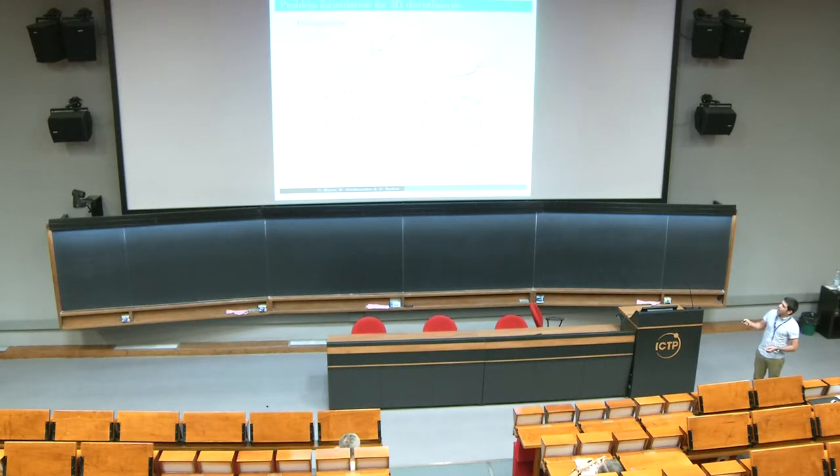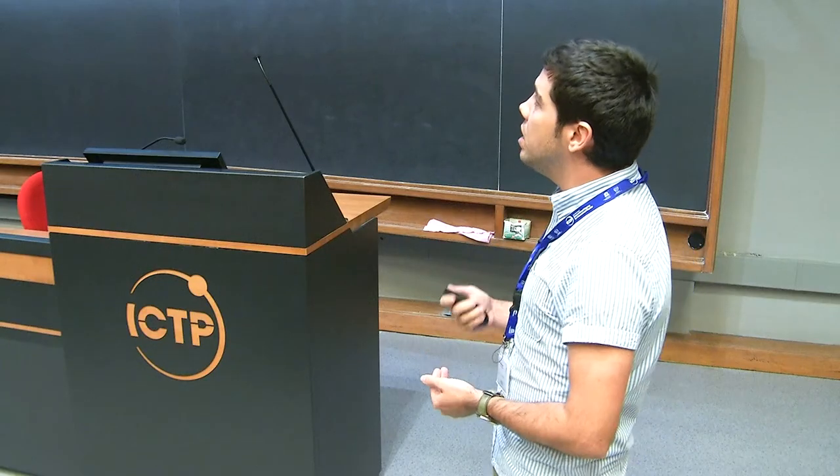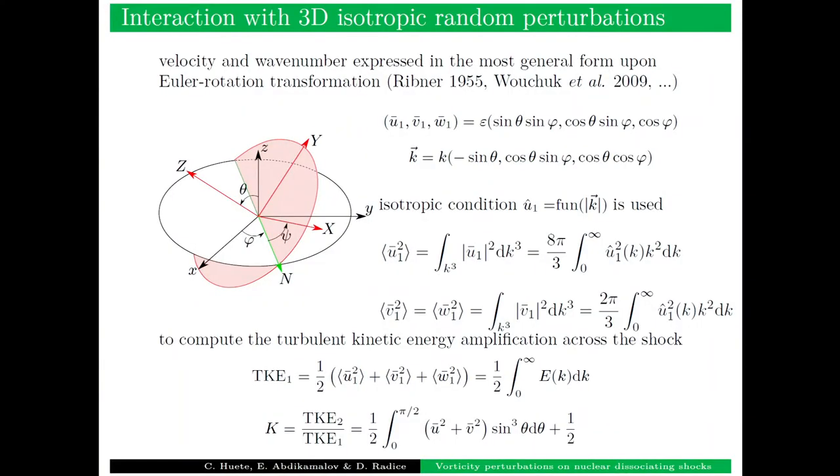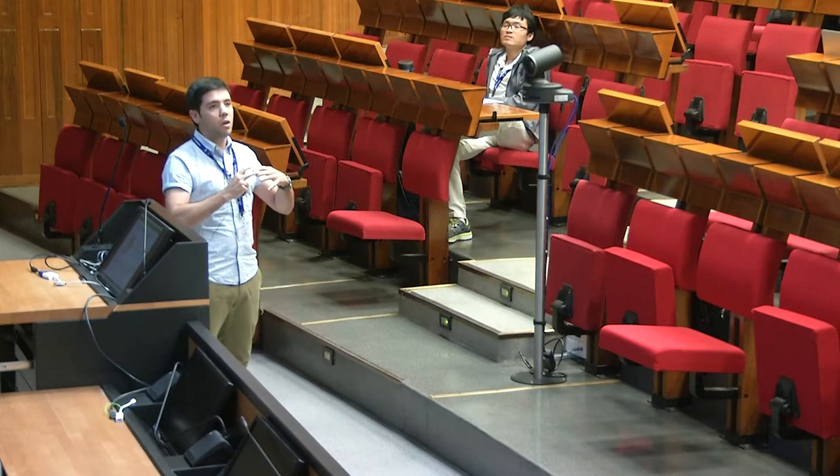So we have how the amplitude of the perturbations changes across the shock for any given angle. If we have a whole spectrum, we can compute the average kinetic energy of these perturbations by doing the corresponding superposition, considering the probability density distribution. This is the case here. We can compute these averages. Assuming that we have an isotropic condition upstream, we can compute how the turbulent kinetic energy is affected when the shock is moving outwards, okay? So that's the idea here.